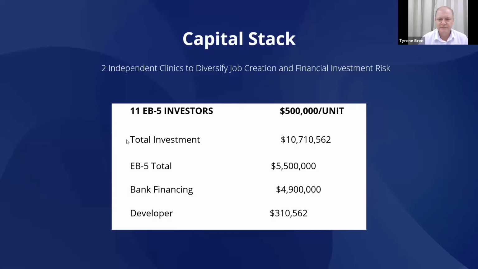Now, a little bit about the finances on this particular project. Again, you'll be investing into 2 different clinics, and the total investment amount is $10.7 million. We will have 11 investors, so you'll be joining 10 other investors for a total of $5.5 million in EB-5. There's also a bank loan on this project. A bank is loaning money to it.